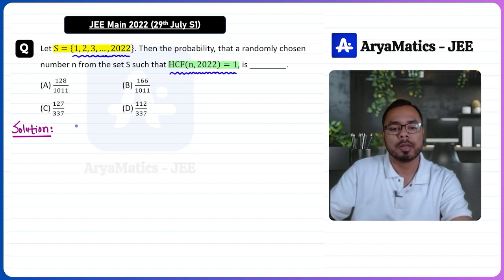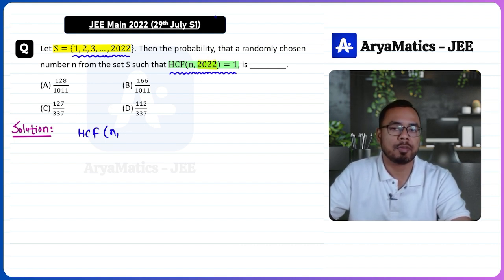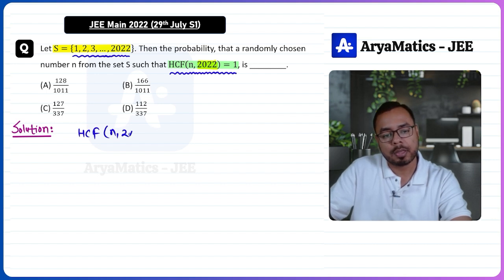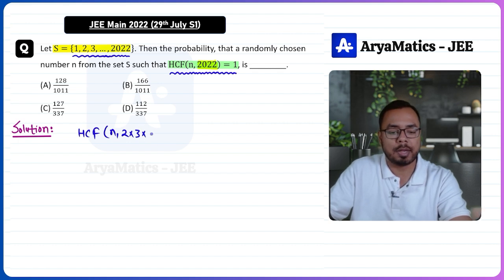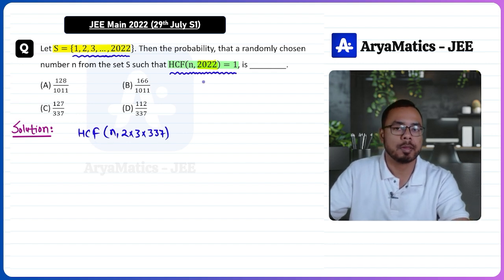In such type of problem, the very first step will be that, whatever that other number is, write the prime factors of this number. For 2022, the factors will be 2 and then 1011, so that will be 3 into 337. These are the prime factors of 2022. And it is given that HCF of n and this number must be 1.